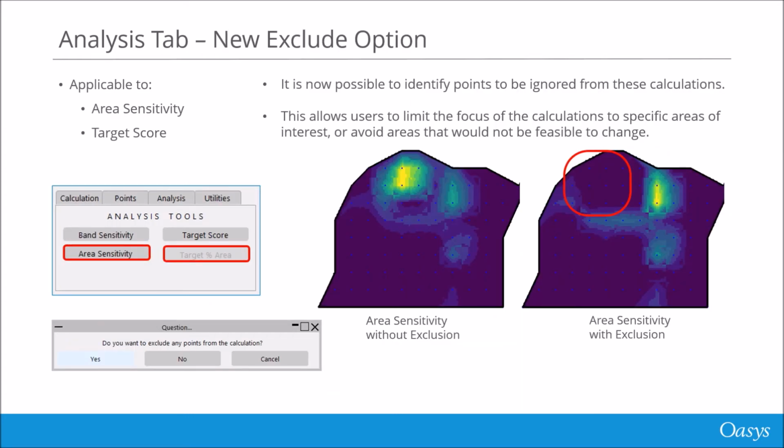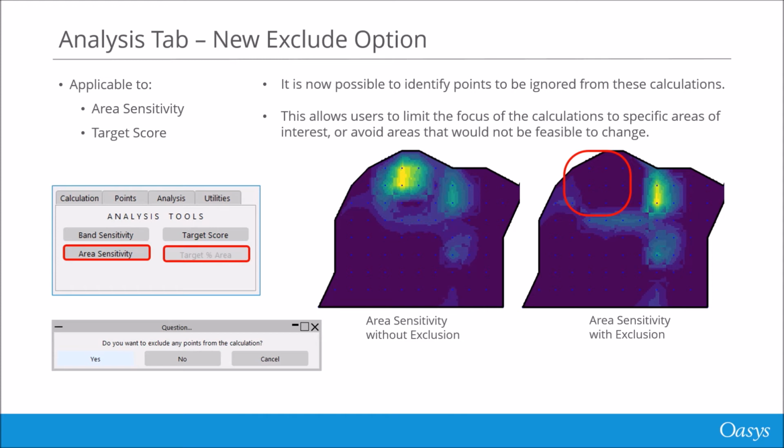So the Analysis tab has a new option for excluding points from these calculations. And this is applicable to area sensitivity and the target score calculation. So here you can identify the points to be ignored from these calculations. So this allows you to limit the focus of the calculations to specific areas of interest or to avoid areas that would not be feasible to change.